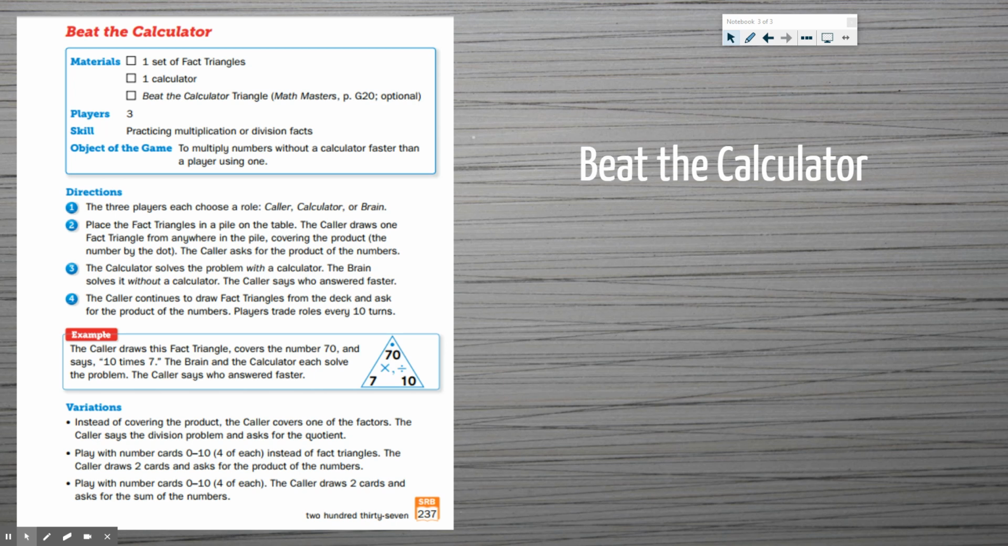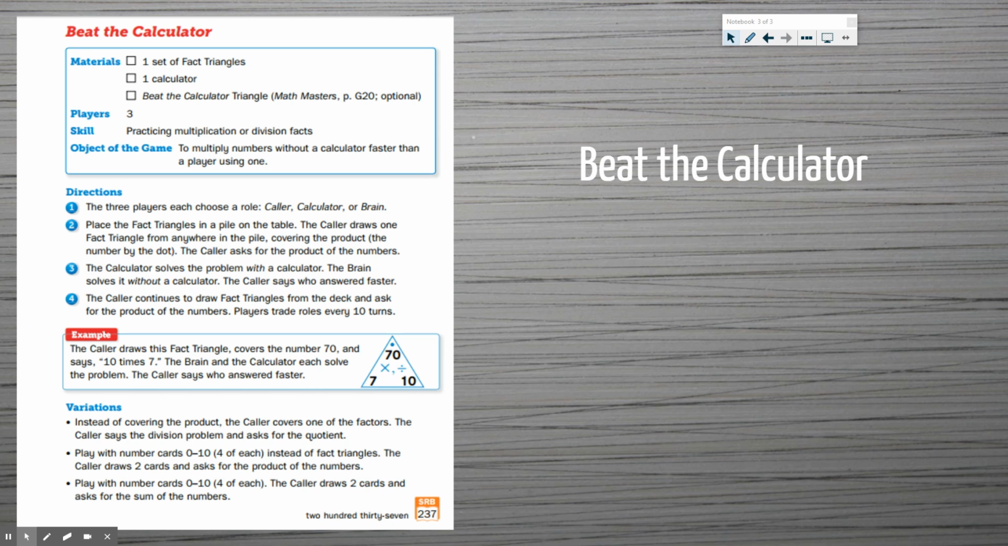All right, so Beat the Calculator is where you have 3 players. You can use your fact triangles or you could use a deck of cards. And you're going to have a caller, a calculator, and a brain. The caller gives you the 2 numbers that you're going to multiply, so 3 times 2. And then the brain is trying to solve the problem in their head. And the calculator is typing the problem 2 times 3 equals 6 on the calculator.